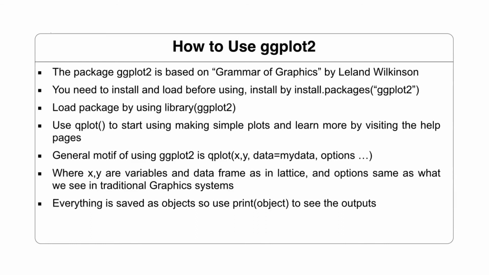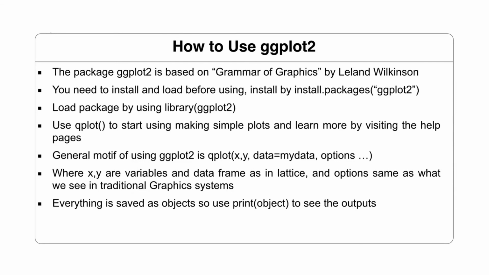And then again, you can use the same motif. For example, qplot x, y, you specify the data, and then you have your options. The options are very similar to the options you get to see in any of the high-level functions in the traditional graphics. And to repeat once more, exactly as in lattice, this is a grid-based system. Everything's saved, and so you can use the print object to see your graphs. Otherwise, you may not see any output at all. So don't be disappointed. These are all saved in the form of an object, and you print the object to see them.